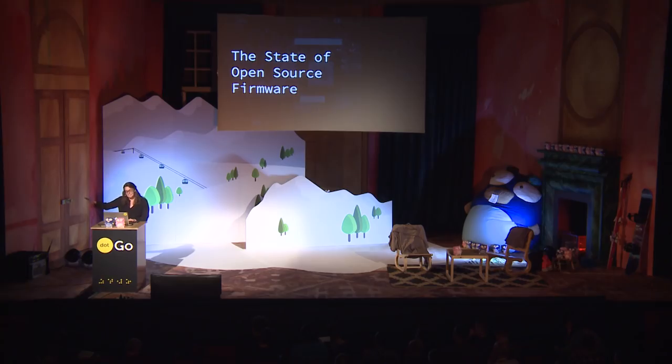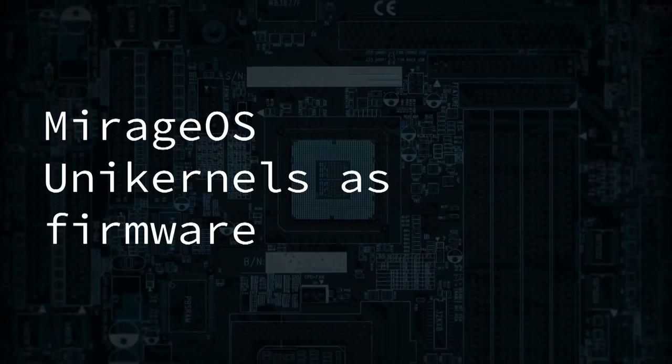But it is still cool that there is a bunch of tooling around open source firmware. But with RISC-V, we don't have to deal with that proprietary vendor bullshit. You can actually build the firmware from the base yourself, which is awesome. So Mirage OS unikernels, they have been working on running this on the bare metal as firmware.